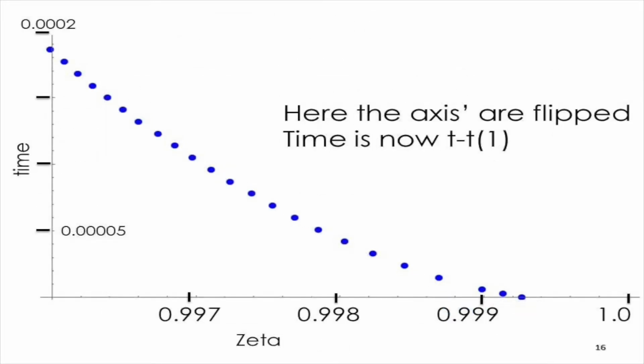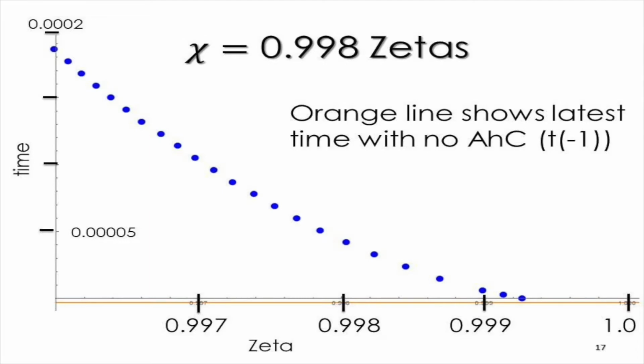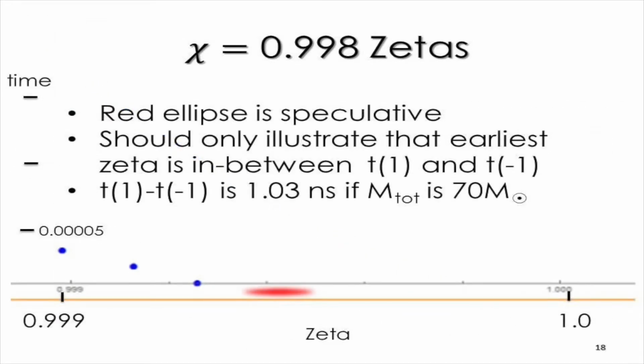To get a better comparison, we might flip the axes and rewrite time in units of time minus the time when we first found a common horizon. 0 is now the time when our software first measured a common horizon, and small numbers count on from there. So we can add an orange line that shows the latest time without a common horizon, and that would be time t-1. We can speculate that the common horizon should be somewhere in between these two. The red ellipse only illustrates that the common horizon forms in between t1 and t-1.